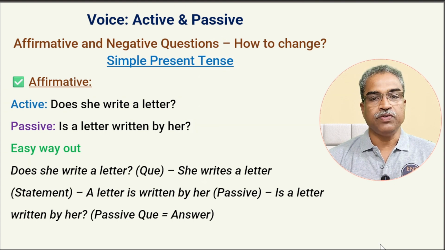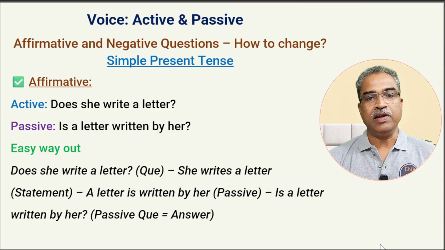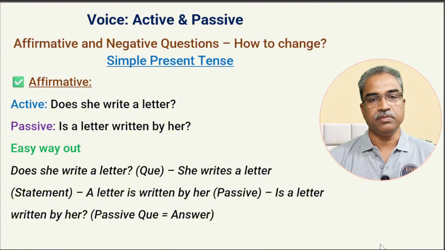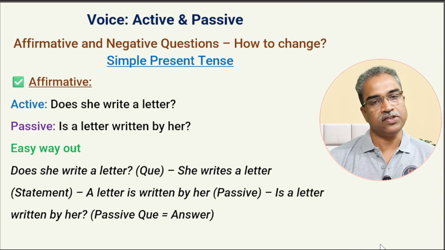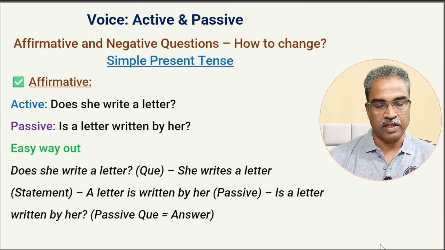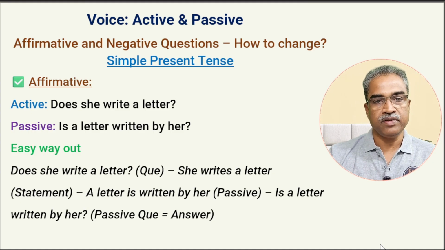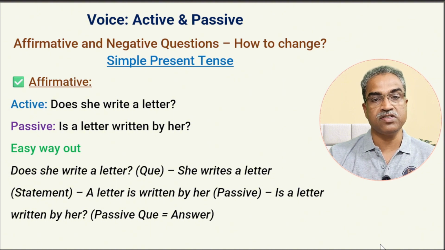Affirmative, active voice. One example. We can only learn this by example here. So the first example, does she write a letter? This is a question in the simple present tense. I'm only going to give two sentences in the present, and this similar pattern applies to future and past as well. So you can just work it out for yourself. So here, does she write a letter? This is a sentence in the active voice in the simple present tense, and this is a question in the affirmative. Passive: is a letter written by her?